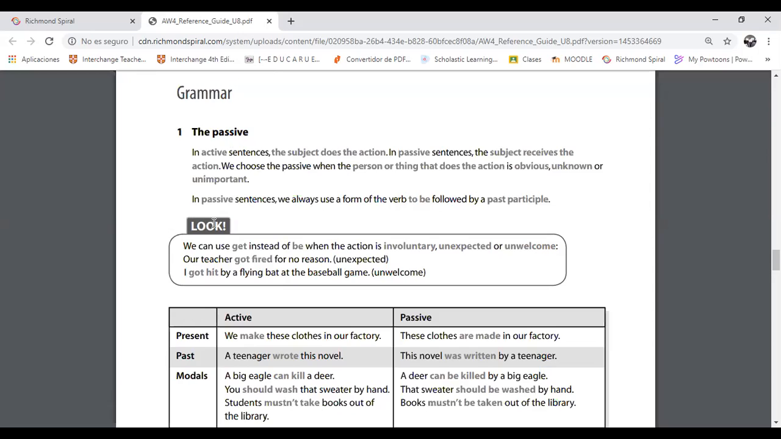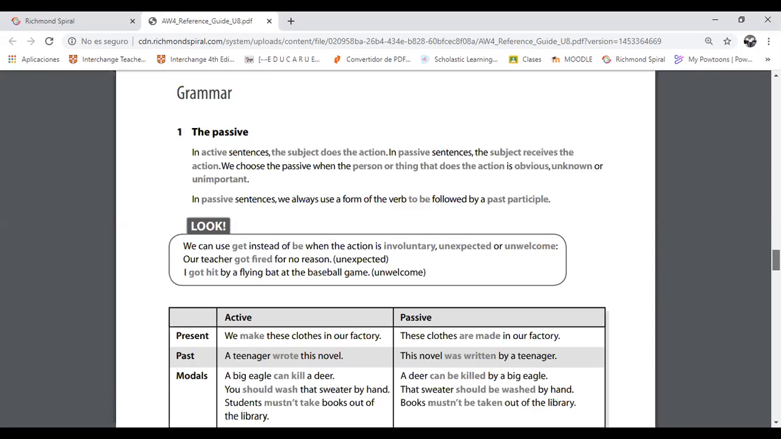Now it says right here, look, we can use get instead of be when the action is involuntary, unexpected, or unwelcome. Our teacher got fired for no reason. This is an unexpected situation. And then, I got hit by a flying bat at the baseball game. This is an unwelcome situation.